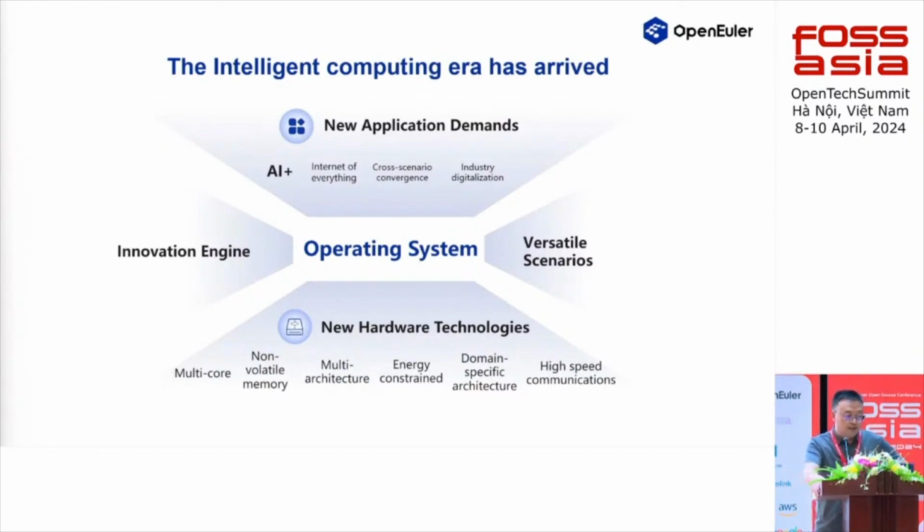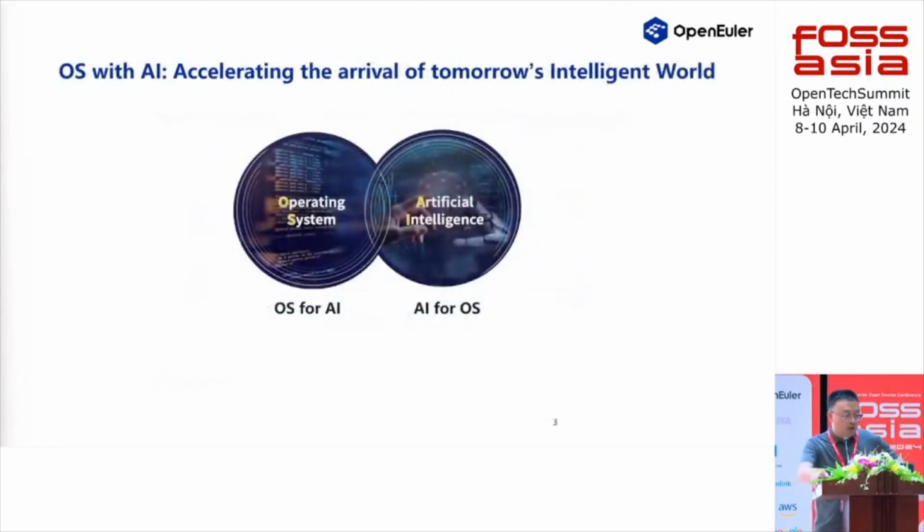As we all know, the intelligent computing era has arrived. We can see a lot of new hardware technologies like non-volatile memory, domain-specific architecture, high-speed communications, as well as energy constraints. On the other hand, we have diverse new application demands. So here we take the operating system as the innovation engine to meet versatile scenarios. How do we achieve this? From two aspects. One aspect is operating system for AI, and another is AI for operating system.